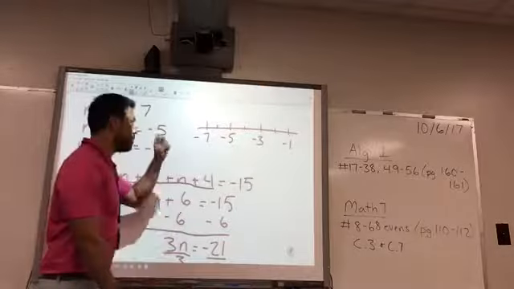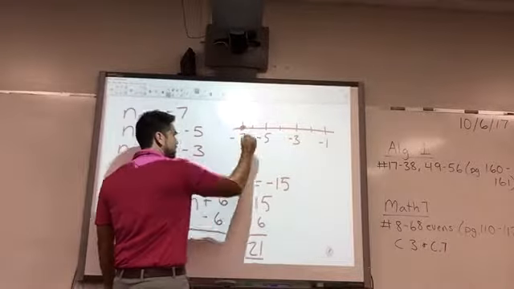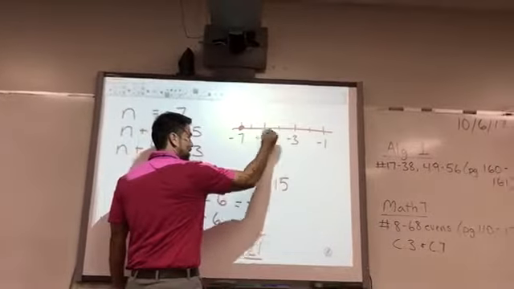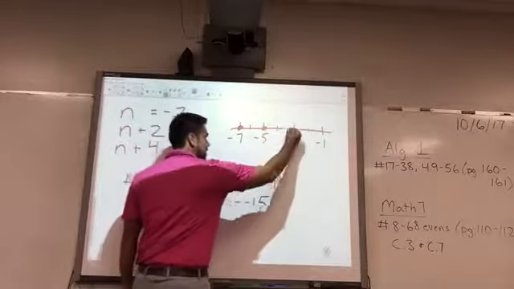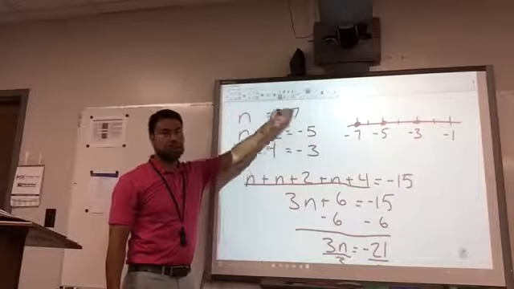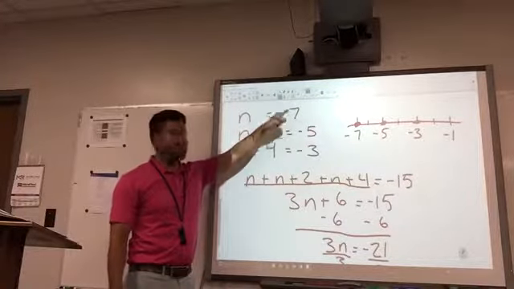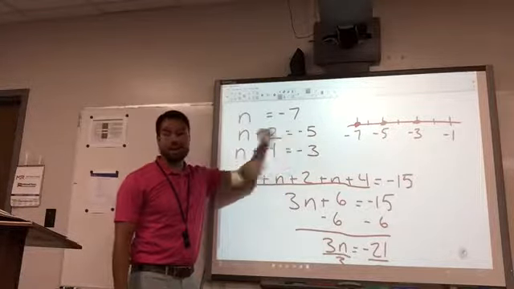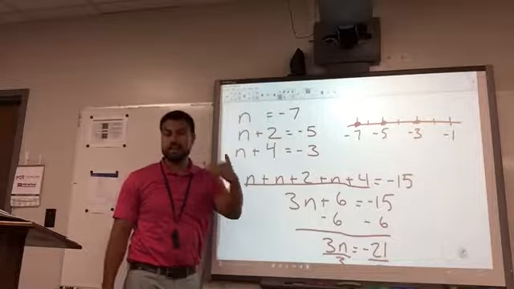Okay, if this were a number line, the first one's negative 7, right? What's the next consecutive odd integer? What's the next one? So are these 3 consecutive odd integers? And the answer is yes.